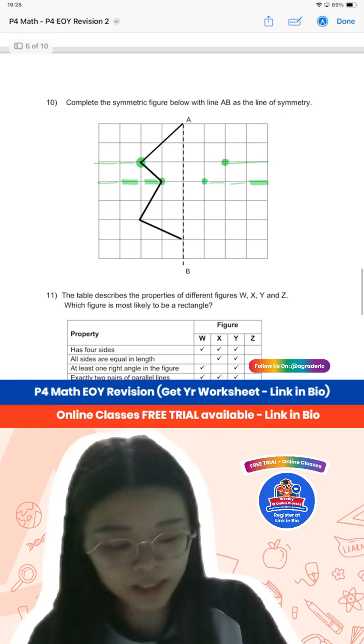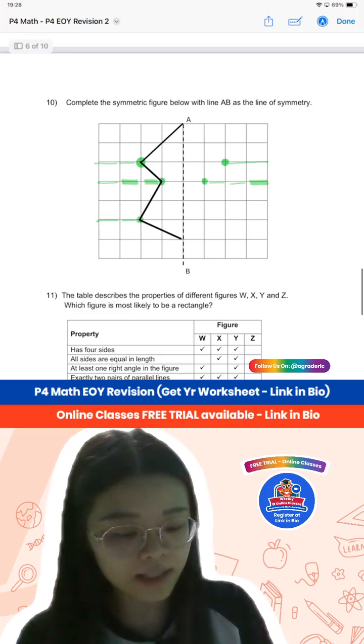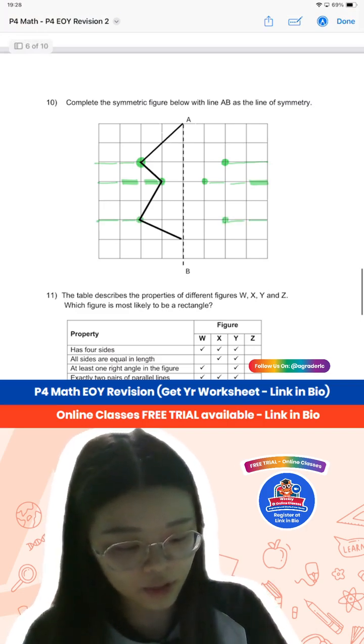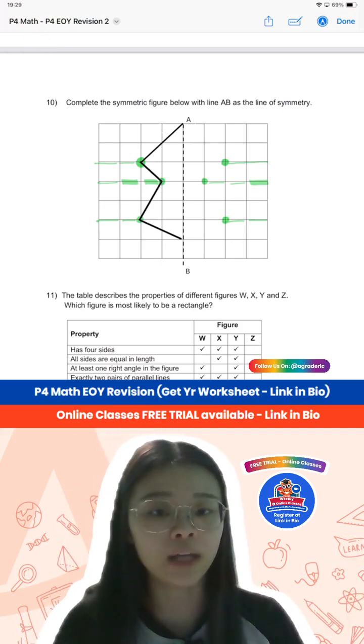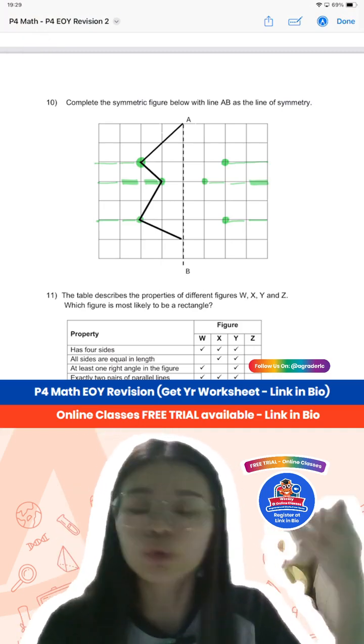And then next one, this is the other point. Two lines down. So we draw two lines down and draw a dot. Okay, that's how you can do the question if you don't know how to count.